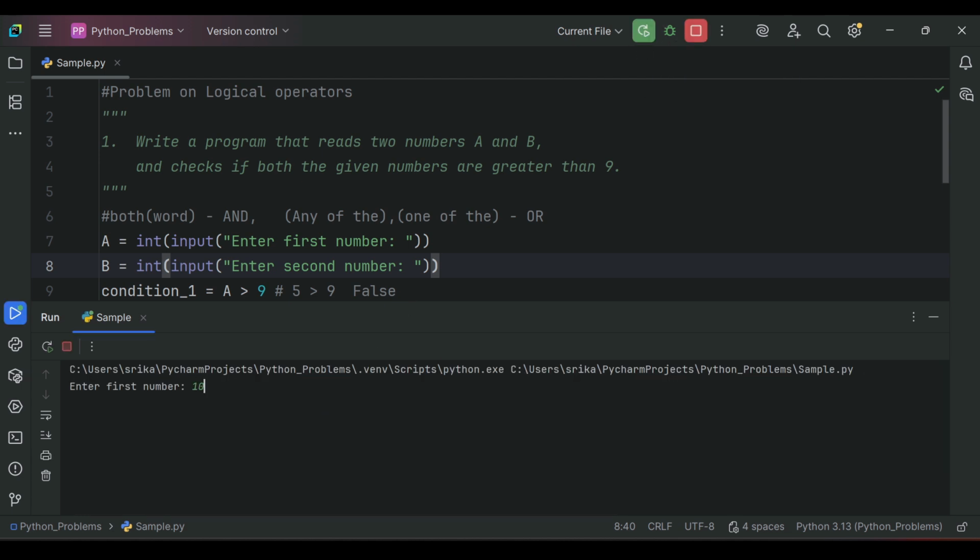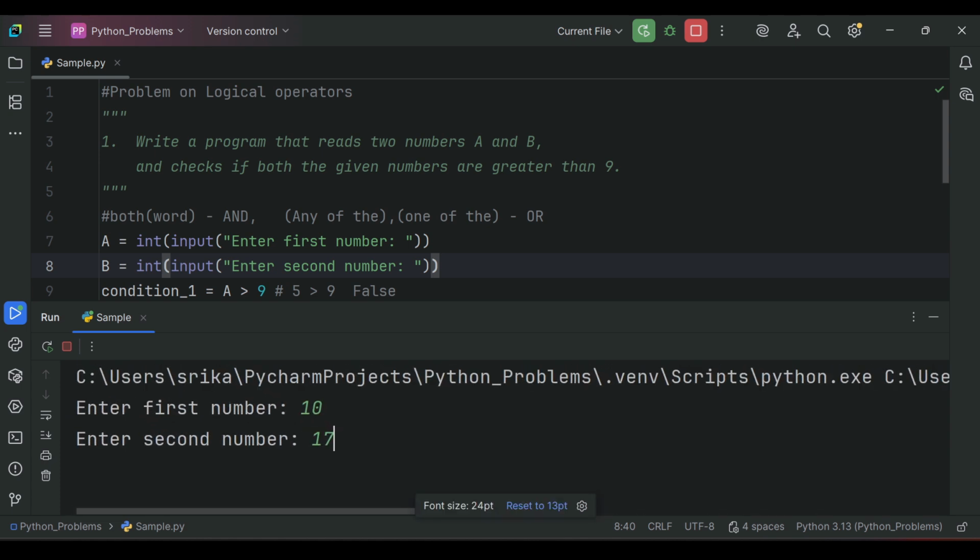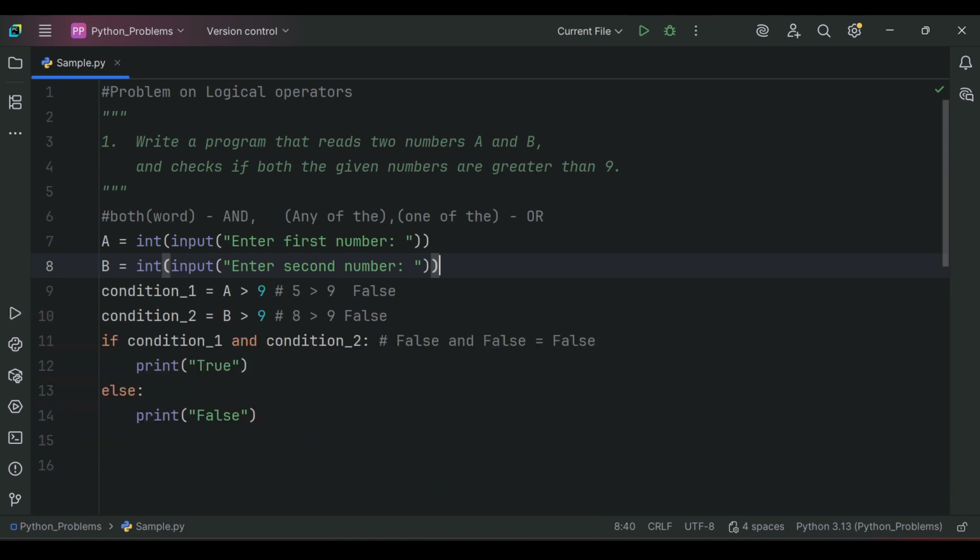Here for the first number I am giving 10 and for the second number I am giving 17. Here see, the first option, 10 is greater than 9, it's true. And 17 is greater than 9, it is also true. Then the output is also true. I hope you understand this concept, friends. I hope you understand this problem.